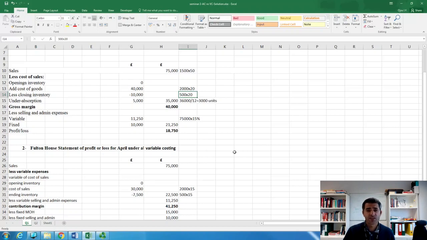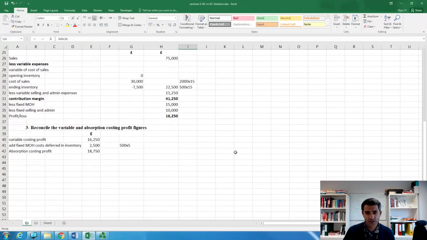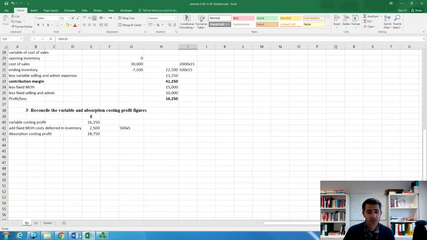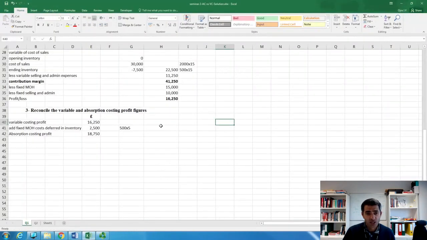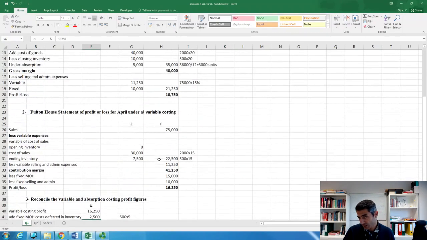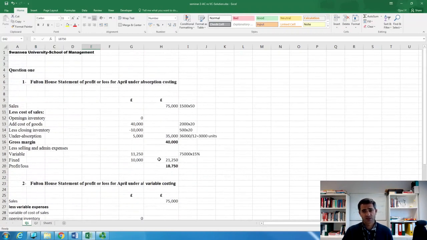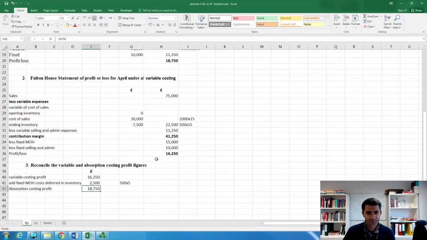You multiply it by the fixed cost per unit, and in the question, if you look here, the fixed cost per unit is £5. So that's 2,500. So if you add up the profit, you should end with absorption costing profit of 18,750. And this is question number 1. Very simple, very straightforward. You just need the trick here about under absorption costing.